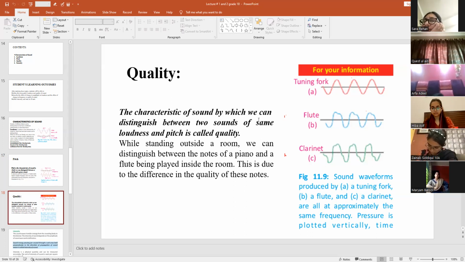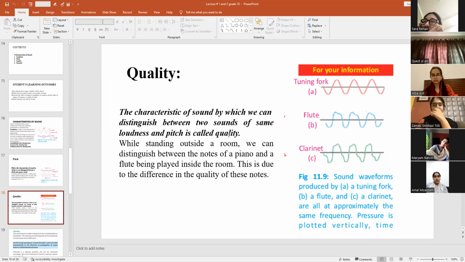So the characteristic of a sound by which we can distinguish between two sounds of same loudness and pitch is called quality. But there are two factors that must be present in a quality. The loudness and the pitch must be same, right? Let's say in one room a piano is played and a guitar is also playing in the same room, the loudness of guitar and piano must be same, and both are playing with the same pitch. Like if their pitch is low, both have the low pitch, right? But even though they have the same loudness and pitch, you can differentiate which sound is of guitar and which sound is of piano. So this is known as quality.